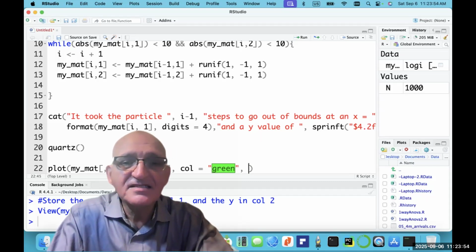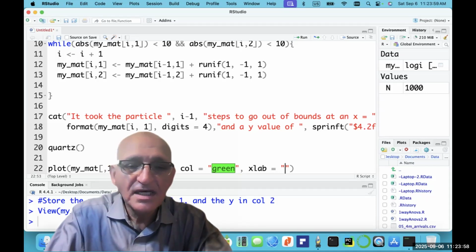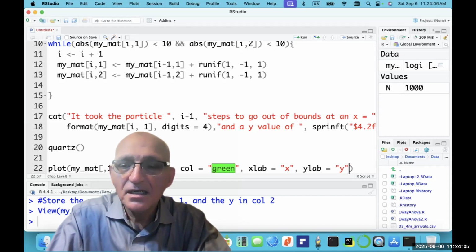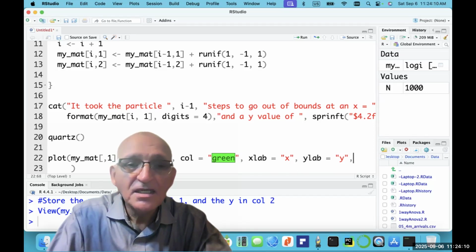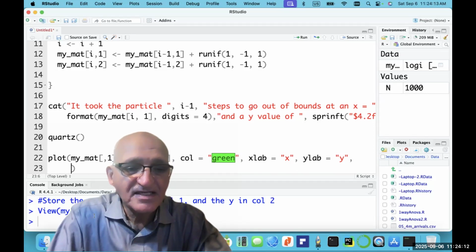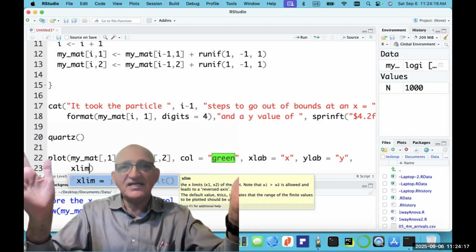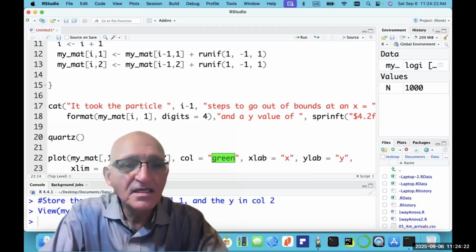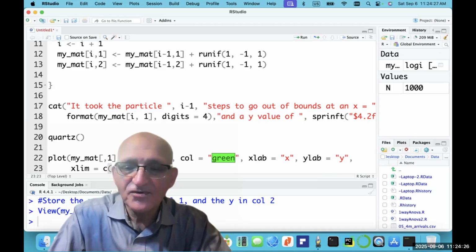I can say the X label is just X, the Y label is just Y. Then I add a comma and give the limits of X and Y. For the X limit, I want to show on the screen between -10 and 10. I don't want just a part of it. So I'm going to say xlim equals c, combining -10 and 10. Same thing for the Y.